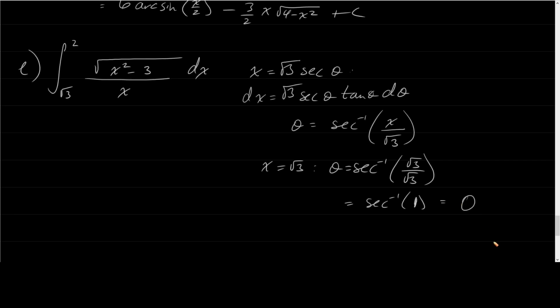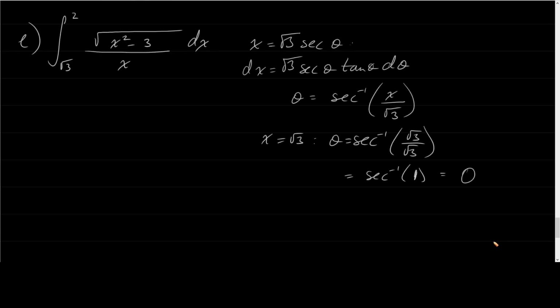Remember, secant inverse of 1 is saying at what angle is secant equal to 1. And well, the reciprocal of secant is cosine. So it's essentially saying at what angle is cosine the reciprocal of 1. Well, I mean, the reciprocal of 1 is 1, but the point still stands that it is just at the angle of 0. Now, that's for when x is equal to radical 3. Perhaps I'll shift this over.